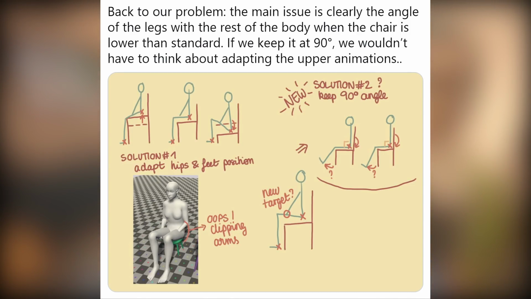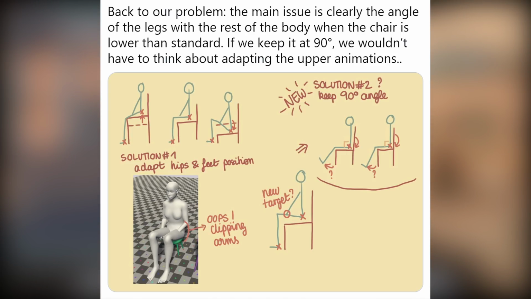Back to our problem, the main issue is clearly the angle of the legs with the rest of the body. When the chair is lower than standard, if we keep it at 90 degrees, we wouldn't have to think about adapting the upper animations. So solution 1, adapt hips and feet position. You can see grabbing the butt, dragging it up and down, but now look, there's clipping with the arms in the legs. So now you have to create a new target basically. New solution number 2 is keep 90-degree angle.